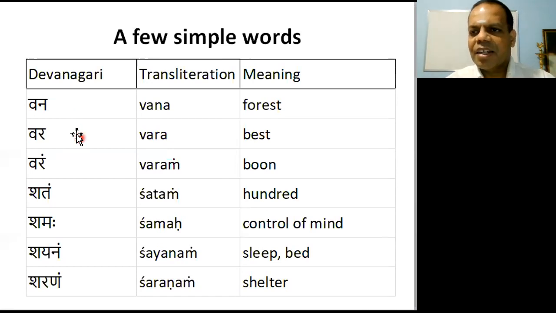Vara means that which is best, like in Natavara. Natavara means the best of dancers. Varam means boon, where anuswara is added. You know, when you ask for a boon, it is varam.